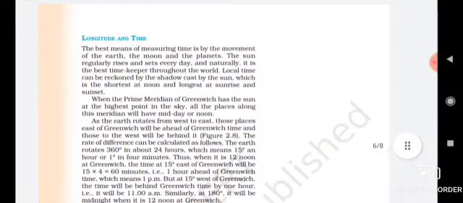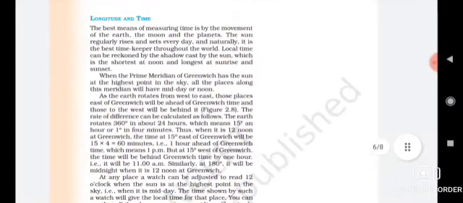Next is longitude and time. The best means of measuring time is by the movement of the earth, moon and planets. The sun regularly rises and sets every day, giving day and night naturally. It is the best timekeeper throughout the world. Local time can be measured by the shadow cast by the sun, which is the shortest at noon and the longest at sunrise and sunset.